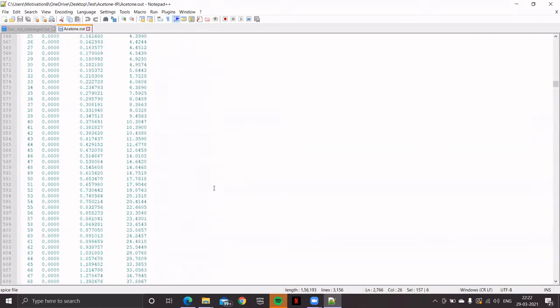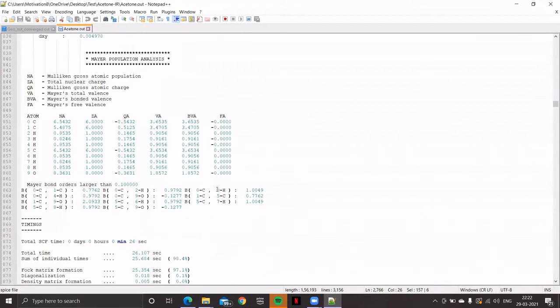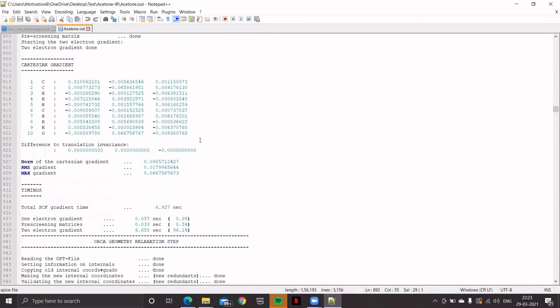If I scroll downward, you'll see a section. Yes, that's there. Orca self-consistent field gradient calculation. So the gradient of energy will give you the force on each atom. Depending upon the force, there will be displacement of the atom from its original position. They'll go to the next geometry.